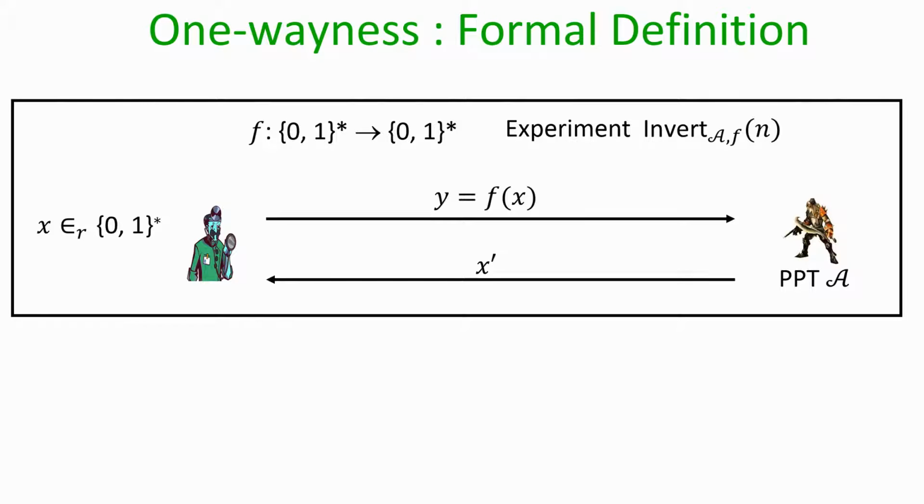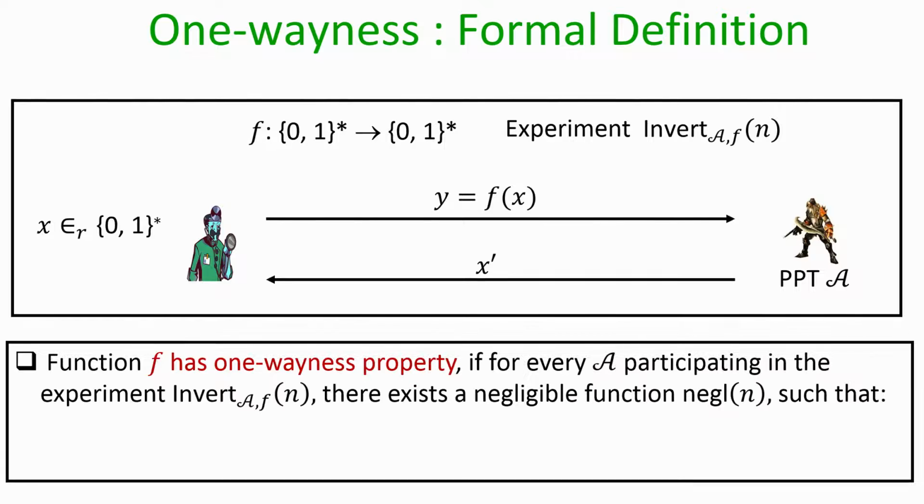So, it submits its response, namely x dash, and we say that the function f has the one-wayness property if for any polynomial time algorithm A participating in this experiment, there exists a negligible function, say negl(n), such that the probability that the adversary is indeed able to output x dash, which is actually a pre-image of the given y, is upper bounded by a negligible function.